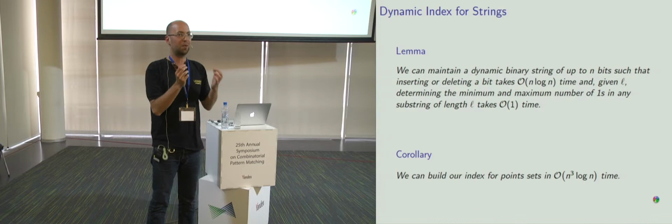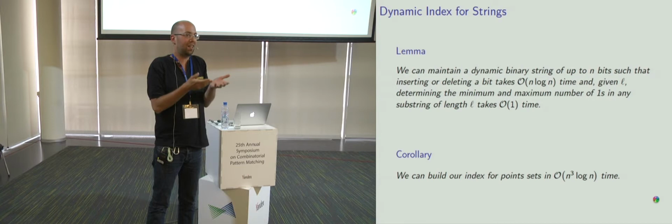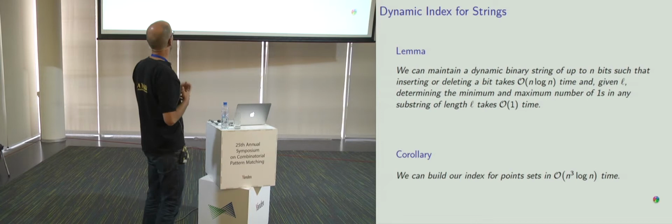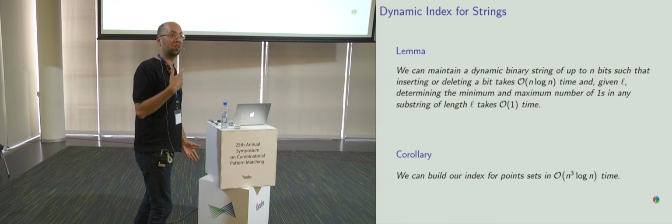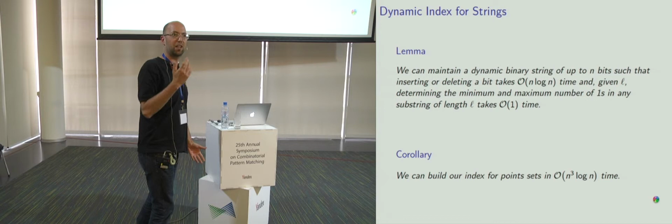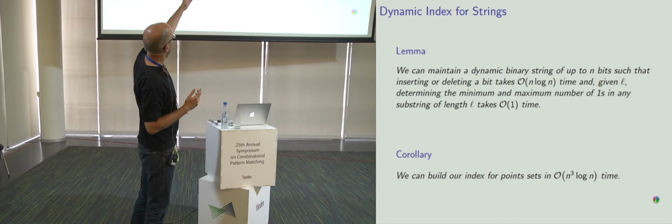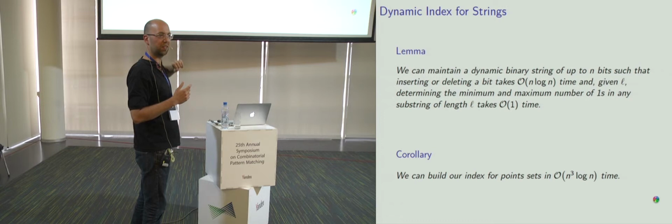So it turned out we actually built a dynamic data structure for binary strings, for jumbled pattern matching in binary strings. So we can maintain a dynamic binary string of up to n bits, such that inserting and deleting a bit takes O of n log n time. This sounds terrible, but it's not actually that bad, because if we made it a lot better, it would break a lower bound for building the index for binary strings. So if it were like n to the 1 minus epsilon, that would improve 3SUM or something like that.